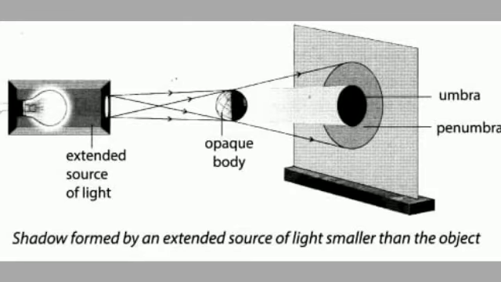Let us see what happens in the following activity when the ball is bigger than the extended source. Keeping the distance between the extended source and the ball constant, move the screen further and further away and observe the shadow. As the screen moves further, the umbra and the penumbra in the shadow of the ball are seen to become bigger and bigger.